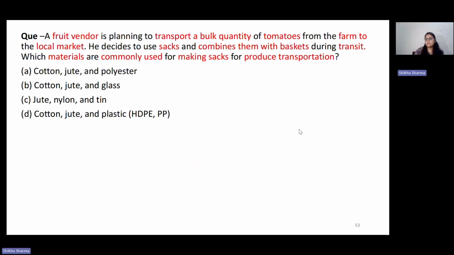Okay, let's discuss this question now. A fruit vendor is planning to transport a bulk quantity of tomatoes from farm to local market. He decides to use sacks, combined with baskets during transit. Which materials are commonly used for making sacks for produce transportation? So these sacks are basically made from which materials?